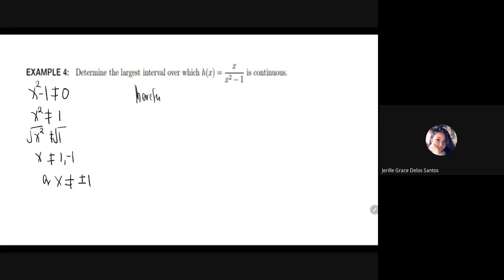So maybe you are confused with x squared minus 1. The value of that must not be equal to 0. So x squared must not be equal to 1. Solving for the value of x here, we have x not equal to 1 and negative 1. When you extract the square root of a certain number, it should be plus and minus, so x must not be equal to plus or minus 1. So I did not accept the answer of only 1 or only negative 1. Since that is a rational function, it's not defined at x equal to 1 and x equal to negative 1. So therefore h is continuous over all real numbers not equal to plus or minus 1.